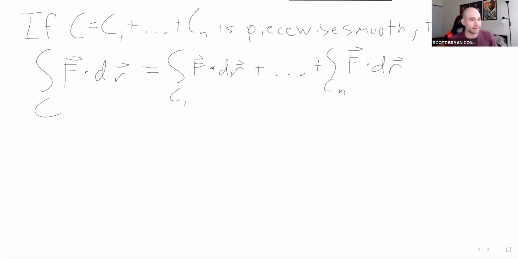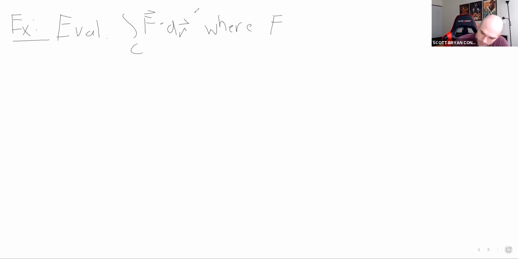So let's do an example. Let's evaluate the integral over the curve C of the vector field F, where F is going to be e to the z, e to the y, x plus 1. It's our vector field.